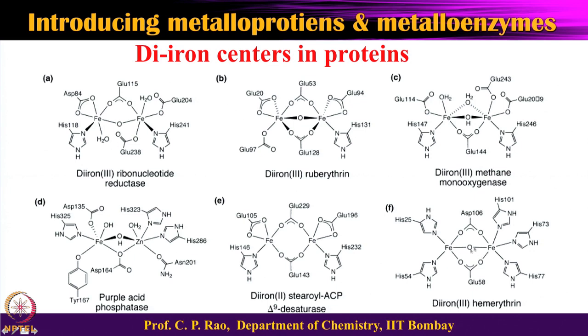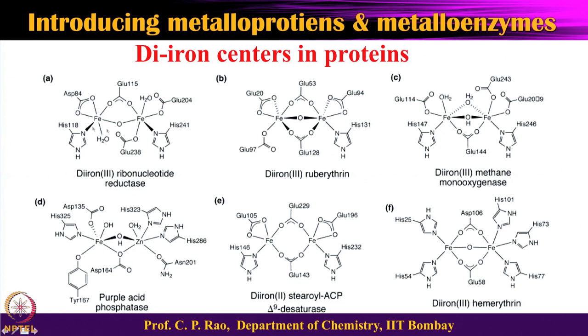So more or less we can say that among the di-iron and many of the dimetallic centers, the two metal centers are connected by the carboxylate bridge, and the carboxylate comes either from aspartic or from glutamic acid, and the majority is in the case of glutamic acid. Now see the other differences.